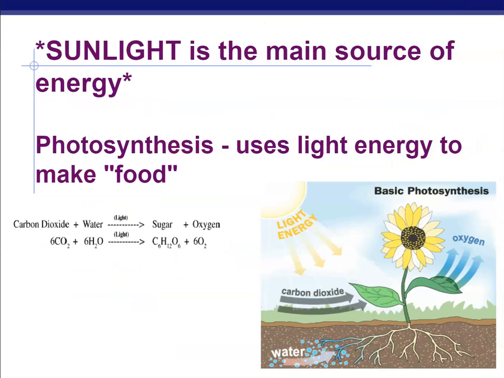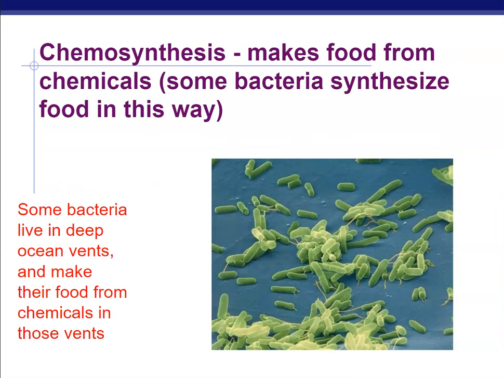Sunlight's going to be the main source of energy, and the process that we use to convert it is going to be photosynthesis. That's not the only way that food can get made. There's also something called chemosynthesis. And this is actually really cool, or at least I think it's really cool because I'm a bio nerd.